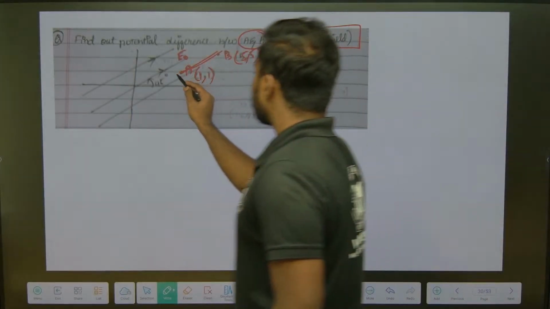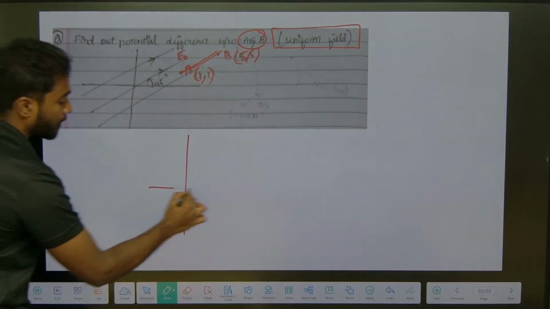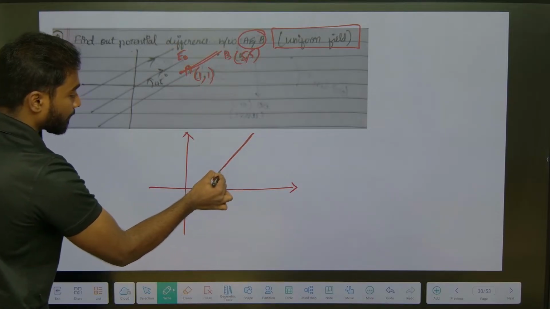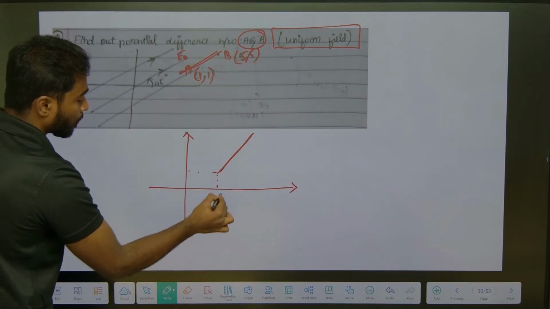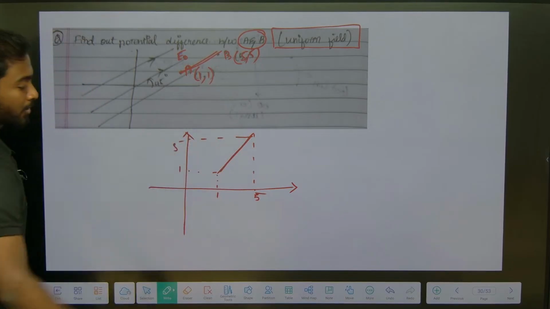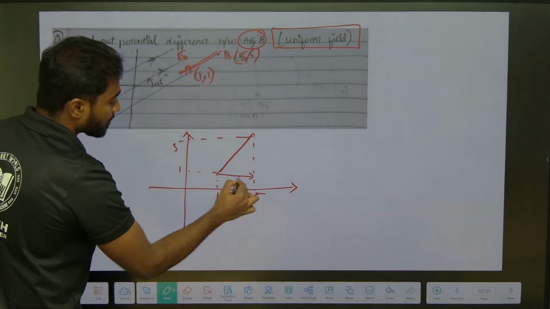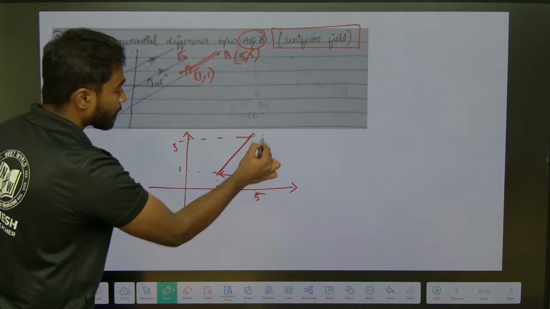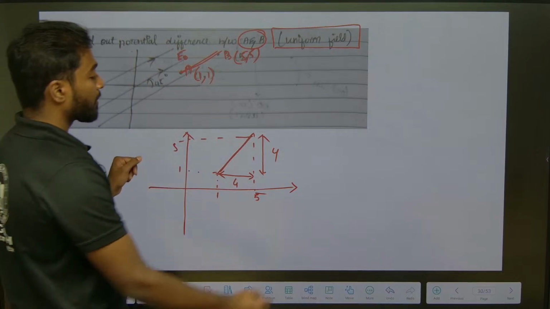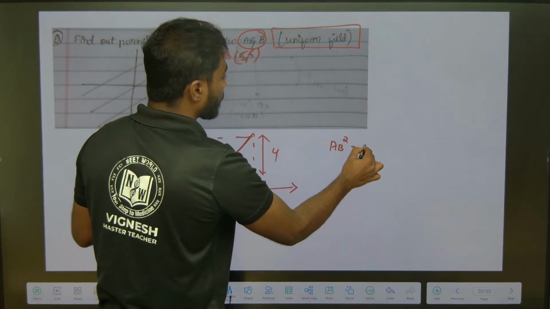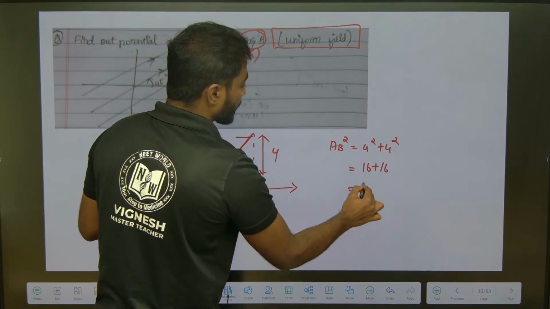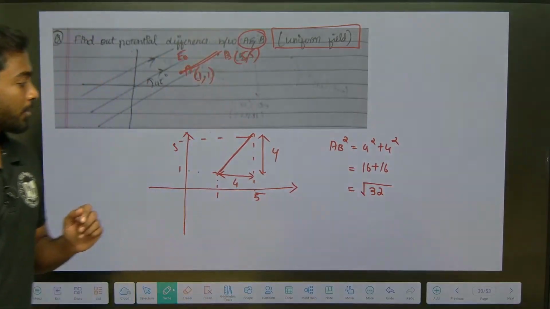If I take this diagram in the graph, this is the line, with A at 1, 1 and B at 5, 5. This distance is 5 minus 1, that is 4, and this distance is also 4. AB is the hypotenuse, so AB square equals 4 square plus 4 square, which is 16 plus 16, so AB is under root of 32.